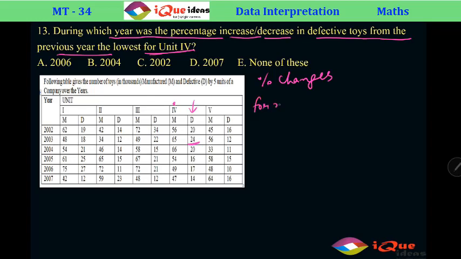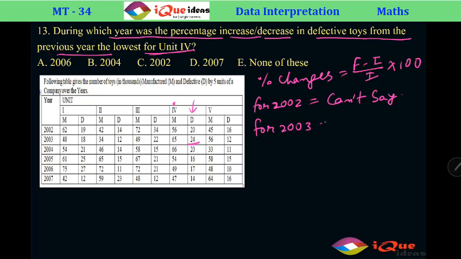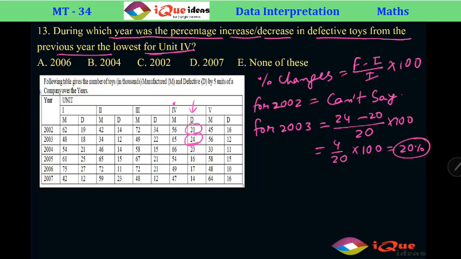Percentage change is equal to final minus initial divided by initial into 100. For 2002 we can't say because 2001 is not mentioned. For 2003, it will be the value of 2003, that is 24, minus the value of 2002, that is 20, divided by 20 into 100. Now 24 minus 20 is 4 by 20. 4 by 20 is 1 by 5. 1 by 5 is 20%.